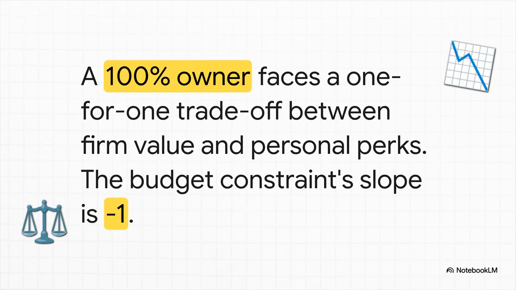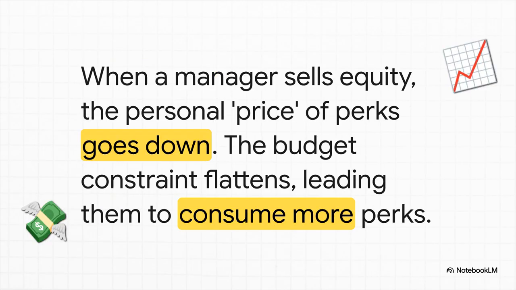Now, we can actually model this. For a 100% owner, the trade-off is perfectly clean. For every dollar of perks they consume, the firm's value drops by exactly $1. On a graph, that's a budget constraint with a slope of -1. It's a straight one-for-one deal. But watch what happens when they sell stock. The manager's personal price for buying a dollar's worth of perks just went down. Since they don't bear the full cost anymore, that budget line on the graph rotates. It gets flatter.